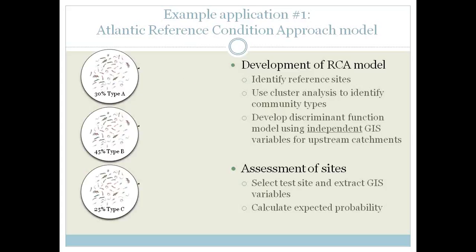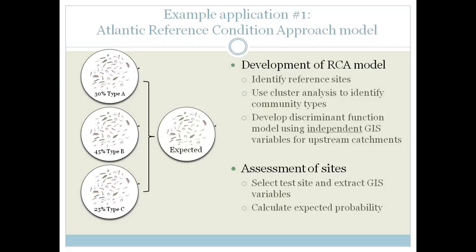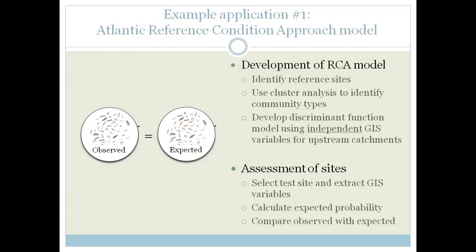So that means we can go back to our reference sites and extract a community that is based on 30% type A, 45% type B, and 25% type C. And that's what gives us our expected community for our test site. So in the absence of any kind of human impact at our test site, the community should look like this. And then what we do is we take the actual observed community that we sampled at the test site, and we compare it to the expected community at that test site that we've just calculated. And any deviation from that expected community allows us to assess the amount of impact at that test site.